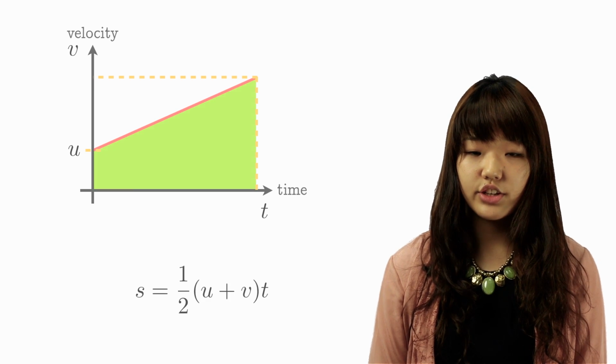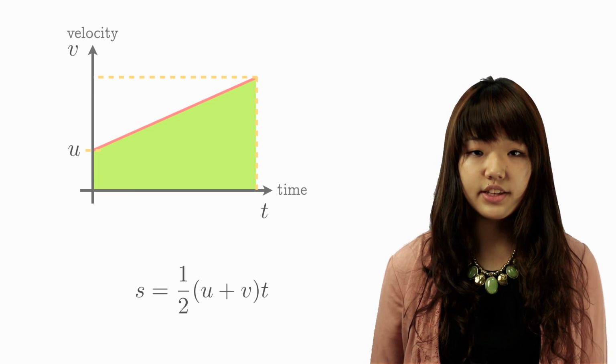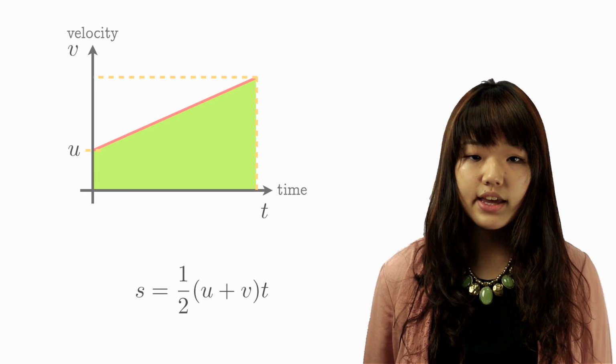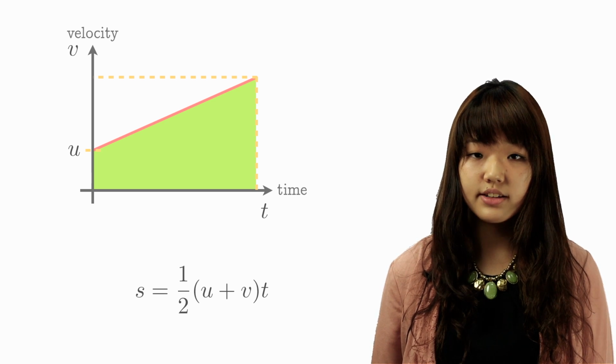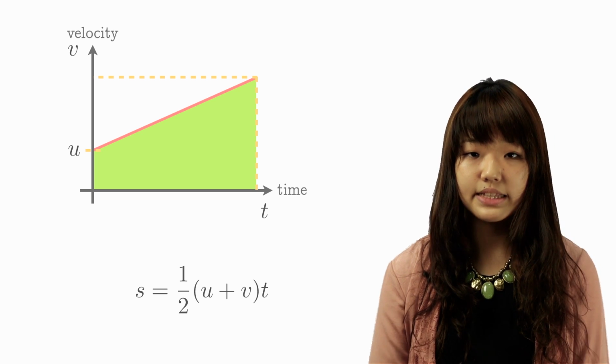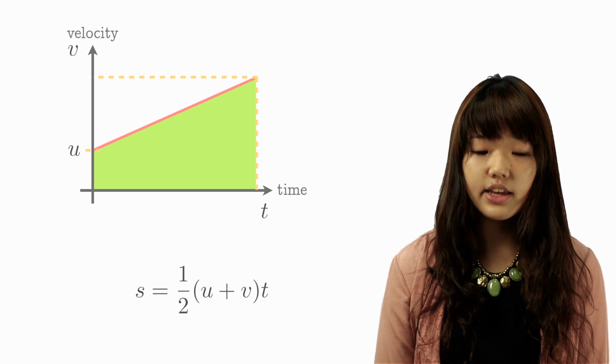And now for the second equation, we are trying to find out s, which is the area under the graph of a vt graph, and this can be calculated by half multiplied by the sum of the parallel sides, which is u plus v, multiplied by t, because that's the area of a trapezium. So here we have derived our second equation.